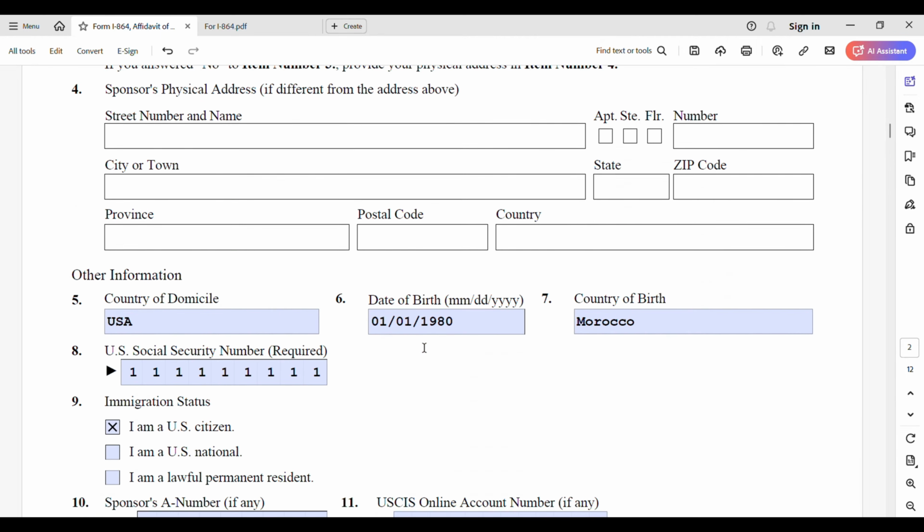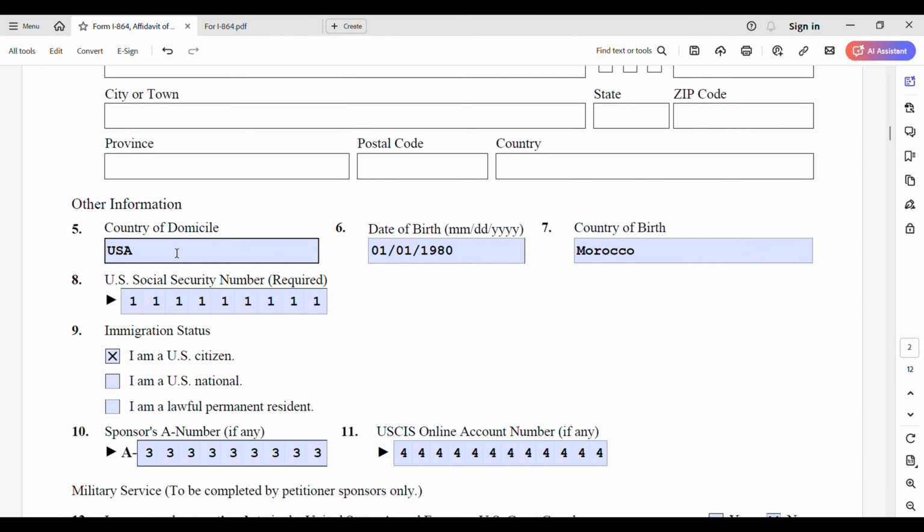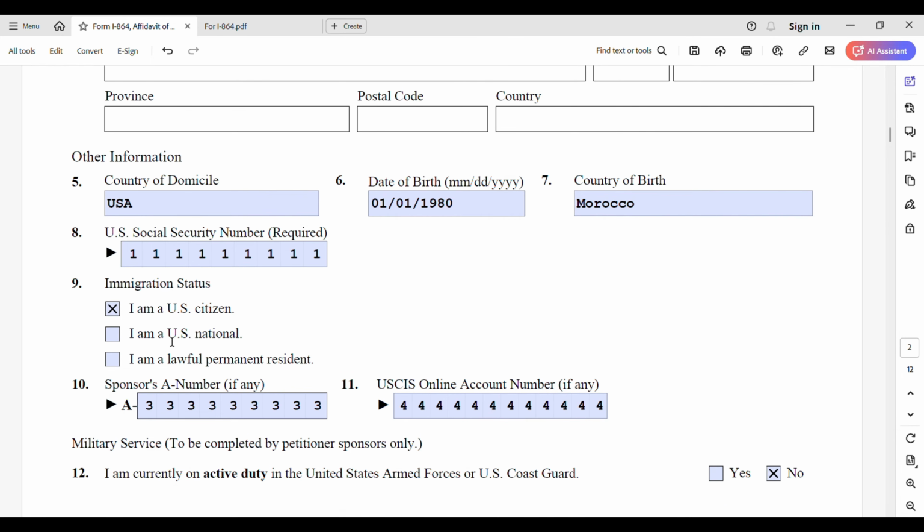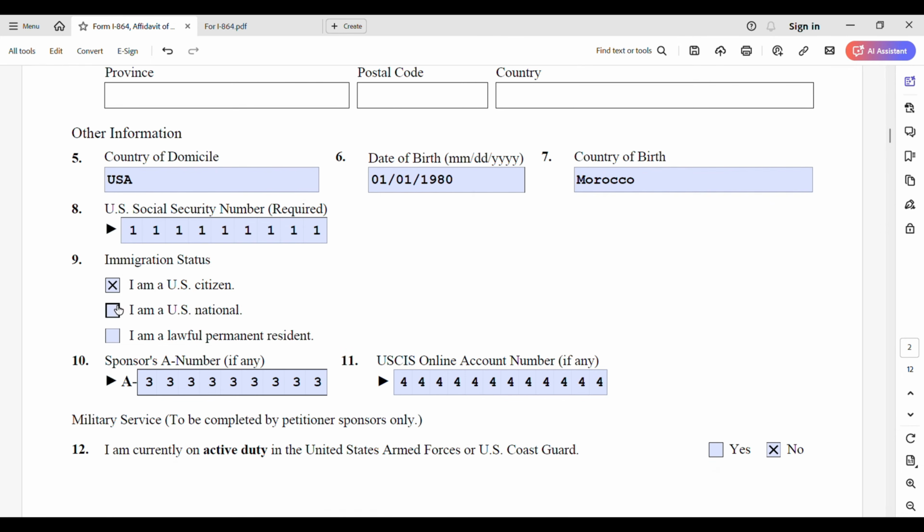Now let's go to question number 5, other information. Country of domicile, I live in the United States, USA. Question number 6, date of birth in the format month, day, year. January 1st, 1980. Country of birth is Morocco. U.S. Social Security number is required, of course. For learning purposes, we're going to put just 11111. Immigration status, I'm a U.S. citizen by choice, which is naturalization.